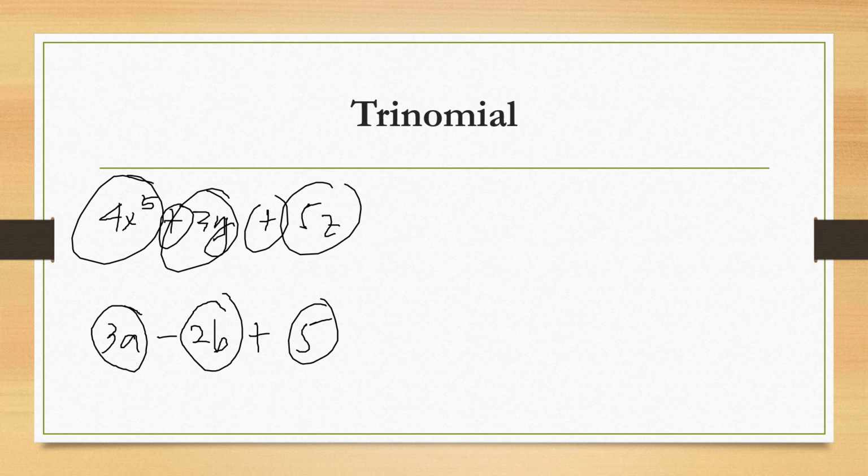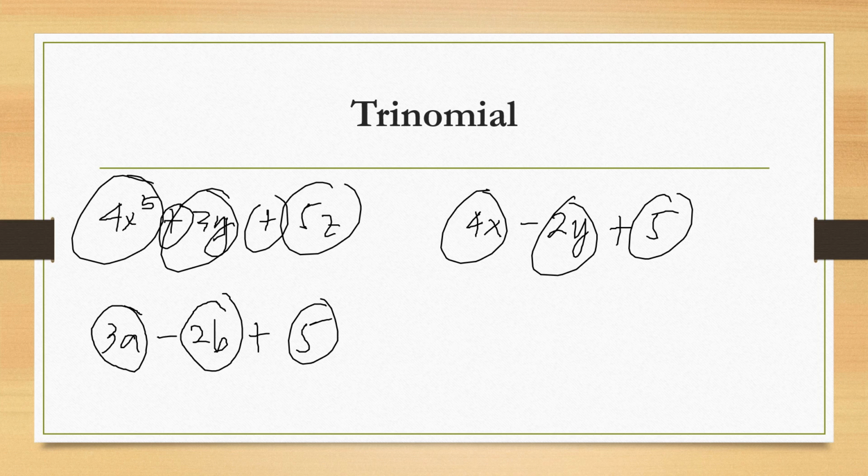Tatlong term po yan. So, another example is 4x minus 2y plus 5. Again, so this is an example of trinomial kasi tatlo siya. 4x, 2y, and 5. So, ayan po yung ganyan mo bilang ng trinomial. Tignan niyo lamang yung mga operation symbol.